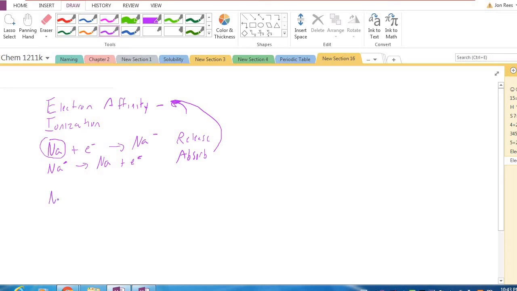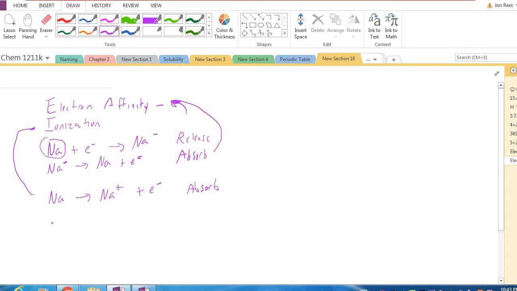Ionization deals with the neutral, in this case sodium, taking an electron off. It takes energy to pull that electron off, leaving the sodium cation plus an electron. So the neutral here has had an electron taken off of it. The system has to absorb energy. How much energy? What's the magnitude of that energy? Well, that's the ionization energy.